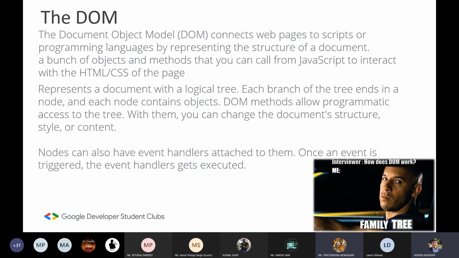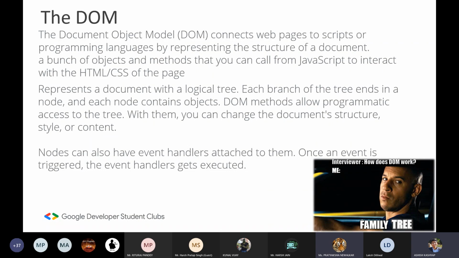So next we'll go to the DOM section, the Document Object Model. DOM is basically the way that JavaScript and the HTML and CSS of our file interact with each other, and usually this is called DOM, or we could say Document Object Model. DOM is basically a bunch of objects and methods that you can call from JavaScript to interact with the HTML and CSS of our page, right?